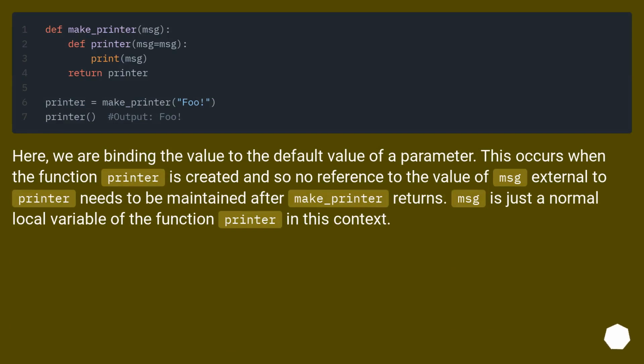Here, we are binding the value to the default value of a parameter. This occurs when the function printer is created, and so no reference to the value of message external to printer needs to be maintained after make_printer returns. Message is just a normal local variable of the function printer in this context.